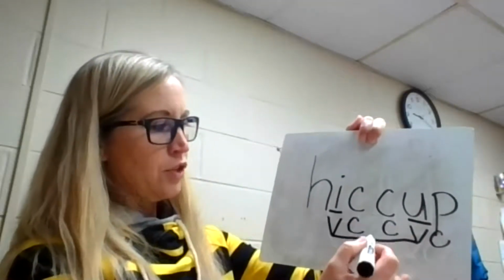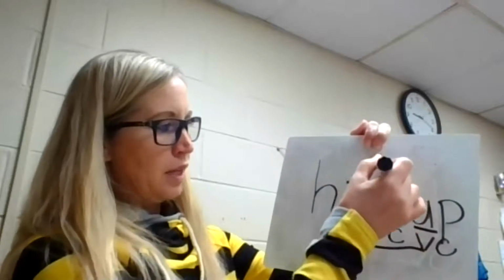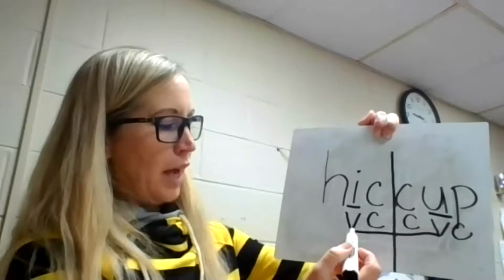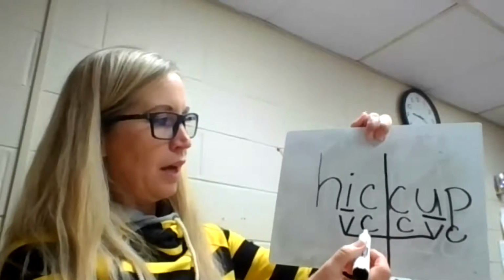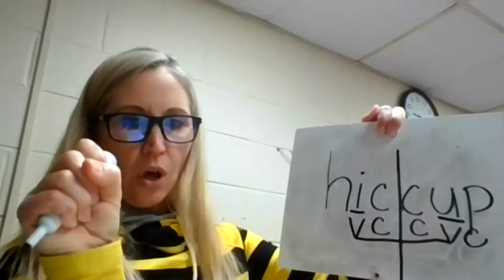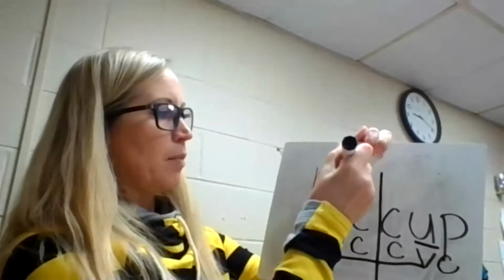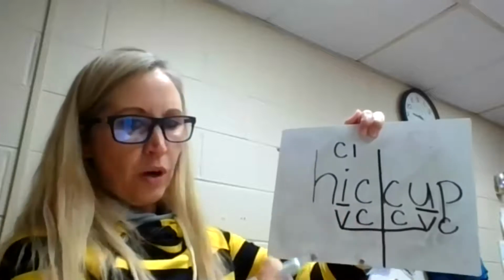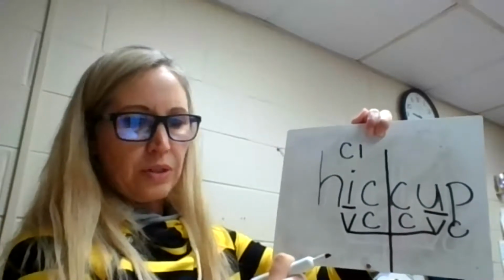So I'm standing on my bridge. Look, I have two consonants. I'm going to divide my word in half. I'm going to go back through. I have a vowel and then a consonant. I know that that's a closed syllable. So I'm going to mark that with a closed syllable. I know it's going to have a short vowel sound because it's a closed syllable.